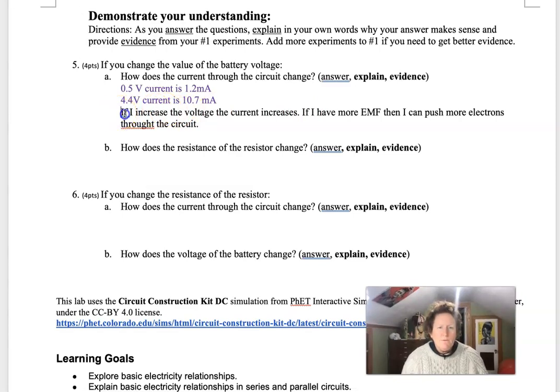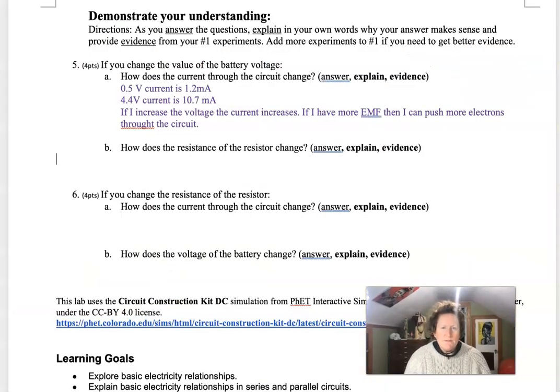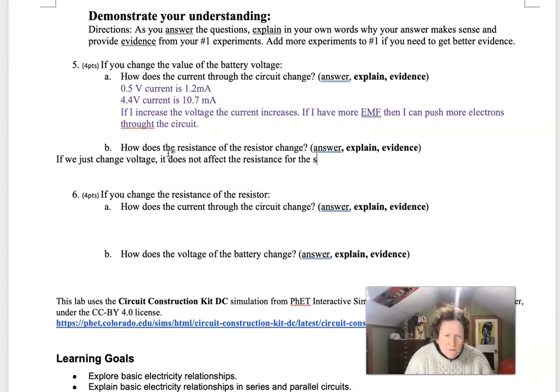And you should come up with your own numbers. Don't use mine. How does the resistance of the resistor change? Well, it doesn't change at all. We're not messing with the resistance. If we just change voltage, it does not affect the resistance for the situation.